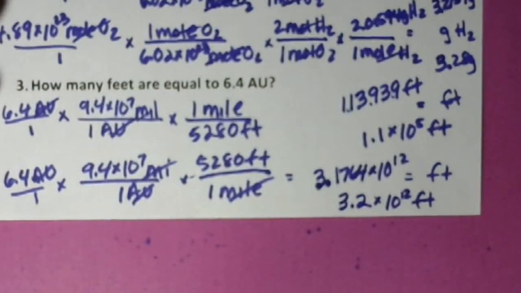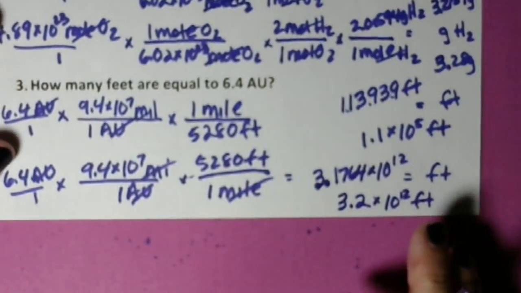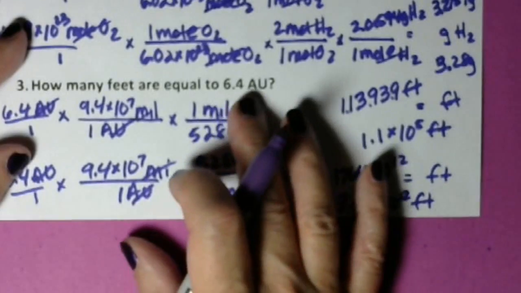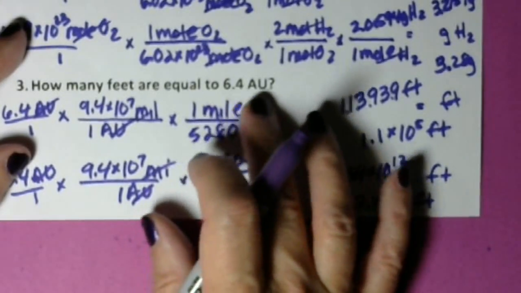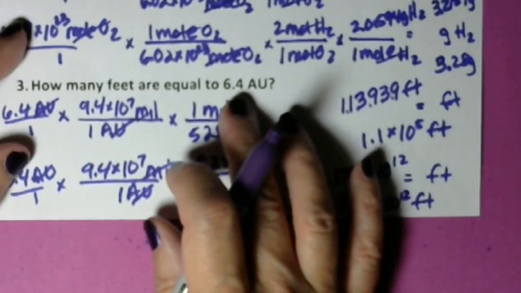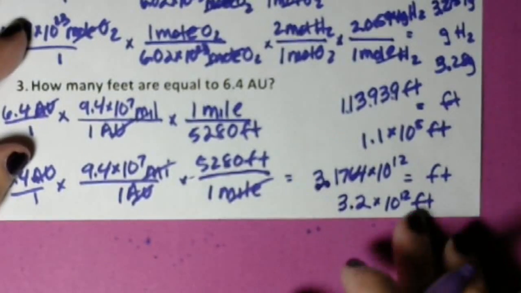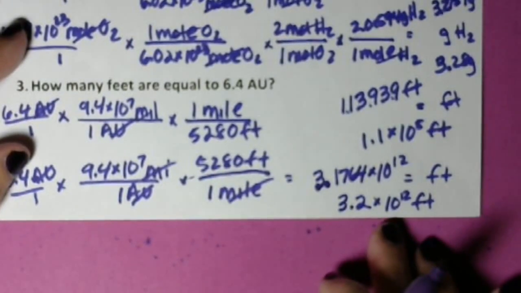Does it make sense? Well, I'm really 6.4. That's a lot of a distance. If 1 AU is the distance between the Earth and the Sun, so it does make sense that I have a very, very large answer.